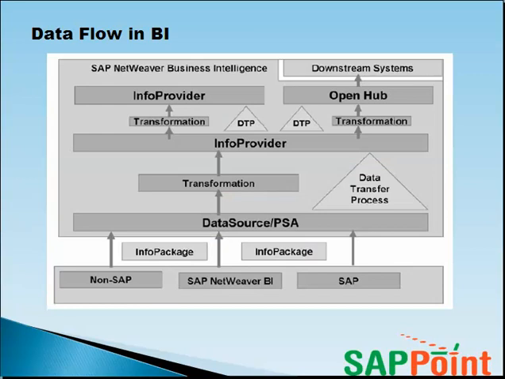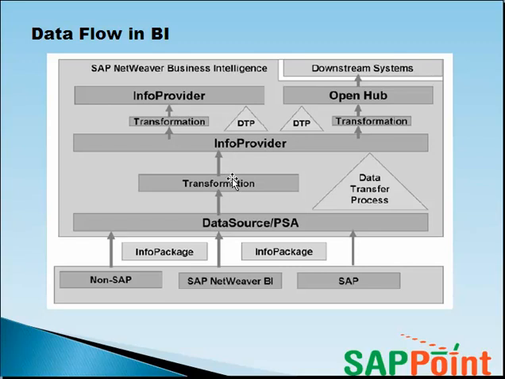Now let us see how data flows in BI. Data can be transferred from a source system, which could be a SAP system or a non-SAP system, to the BI system via info packages. These define what data, defined in the data source, that is in the PSAs, should be requested from the source system. Now data can be loaded from PSA into info providers, that is the InfoCubes or ODS objects, by consolidating and applying transformation rules.